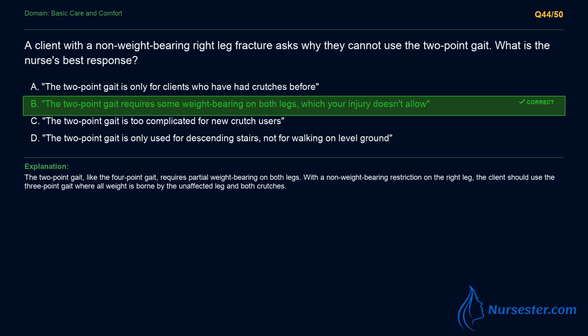The correct answer is B. The 2-point gait, like the 4-point gait, requires partial weight bearing on both legs. With a non-weight bearing restriction on the right leg, the client should use the 3-point gait, where all weight is borne by the unaffected leg and both crutches.